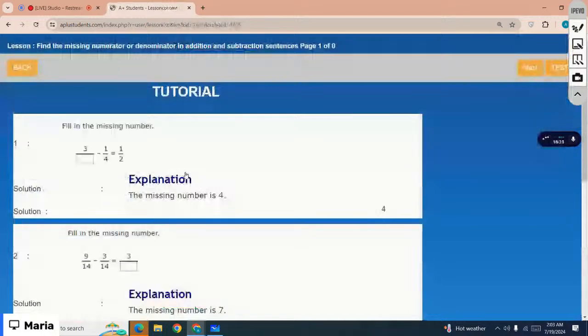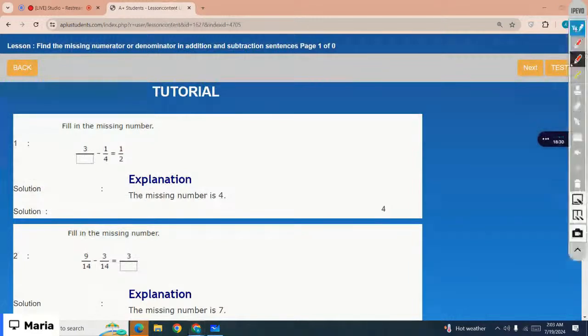Okay, fill in the missing number. 3 over the missing denominator minus 1 over 4 equals 1 over 2. You have to find the denominator, right? How do you find a denominator? Here you have 3 over missing number minus 1 over 4, and you have to find the denominator. The denominator is 4, right? Let's just start with the practice questions, then we'll see how we find it.